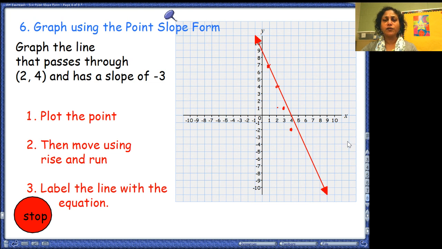Okay, but then you make sure you label the line with the equation of the line. In this case it's going to be y minus 4 is equal to -3 times x minus 2.